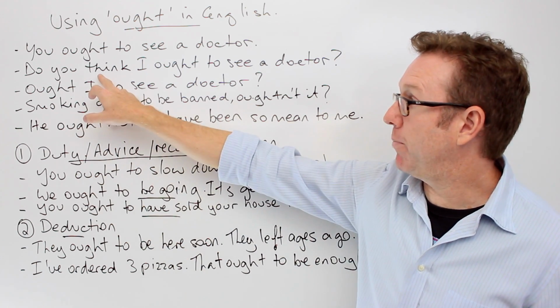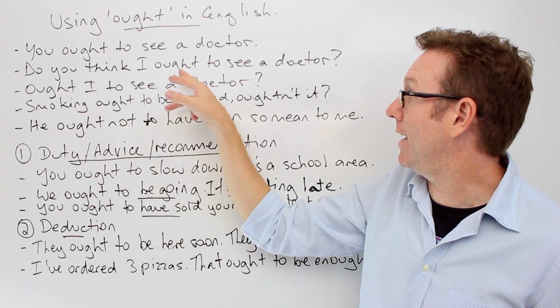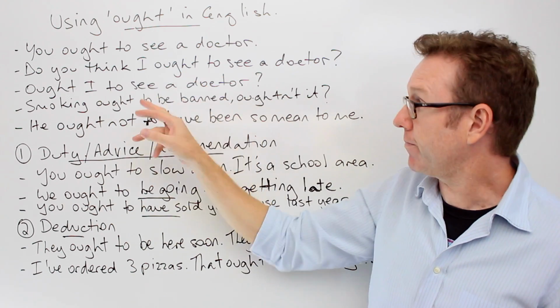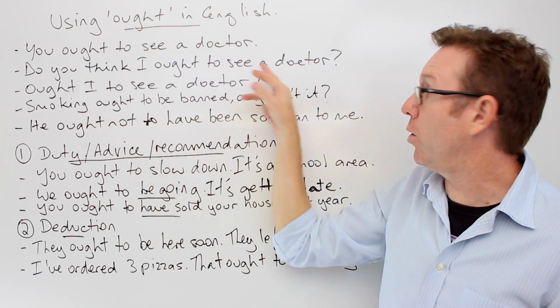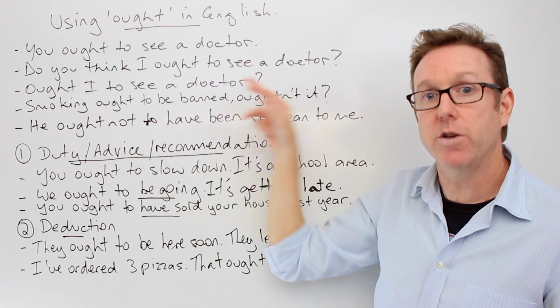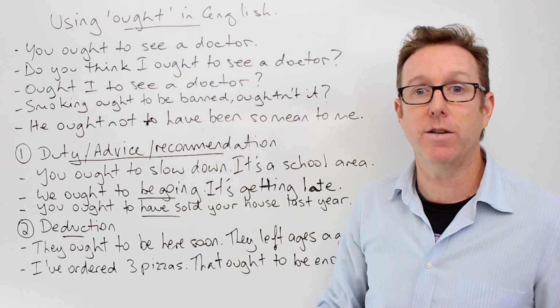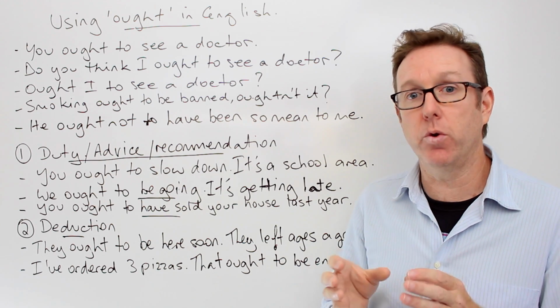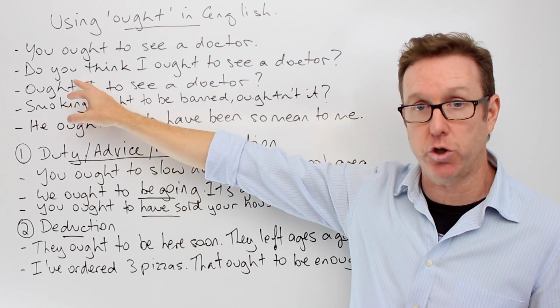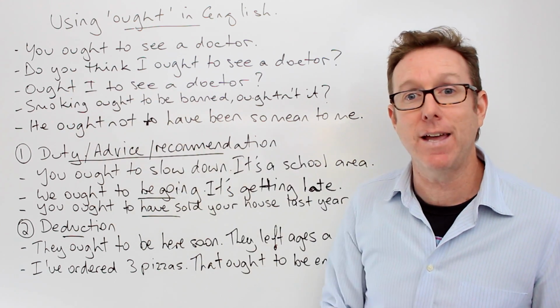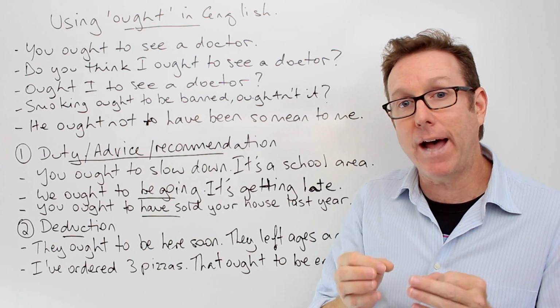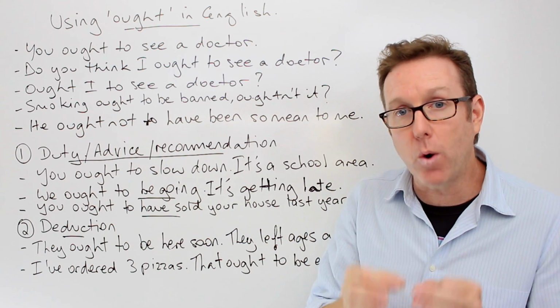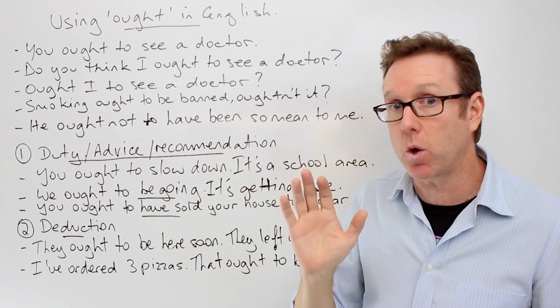Now, the second example is using ought to in a question structure. Do you think I ought to see a doctor? Now, technically, we can use ought to in this sense without do in a question. We can say, ought I to see a doctor? Ought I to see a doctor as a question?